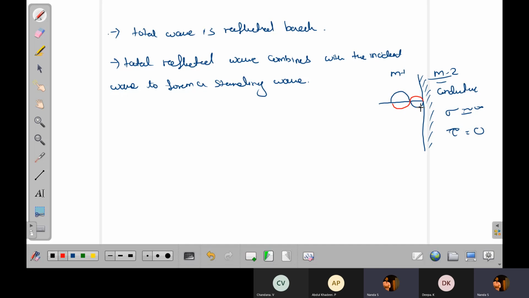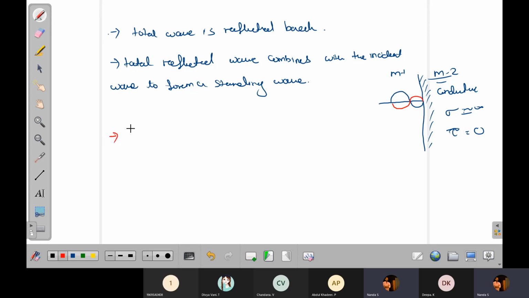So at this point what happens? This creates a standing wave, meaning it looks like a standing wave. If you have read signals and systems, there is a concept of the eye figure, the eye diagram. Here similarly a standing wave is formed. So that is what is written here: the total reflected wave combines with the incident wave to form a standing wave. This kind of phenomenon happens there.